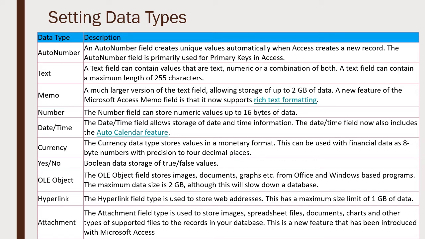Attachment. Attachment is very useful. Suppose you want to attach images, spreadsheet files, documents, charts, and other types of supported files to records in your database. This is a new feature that has been introduced with Microsoft Access. So these are the various data types. This is very useful, which helps to create data types when we create a table. So we will see how to use that.